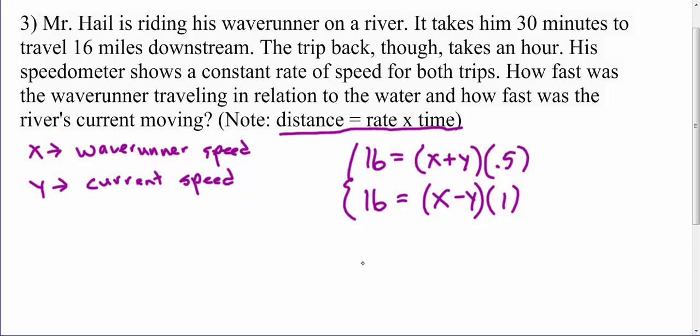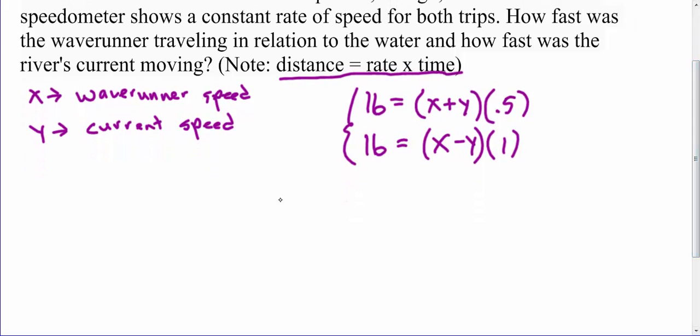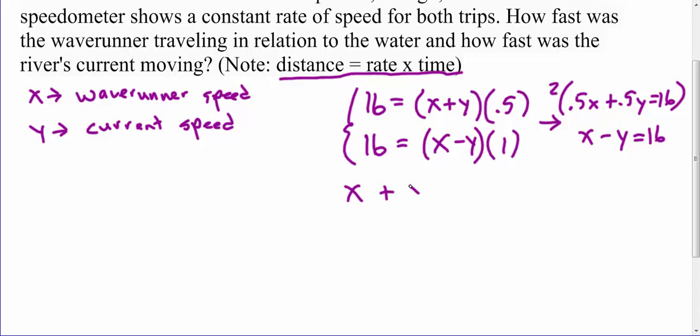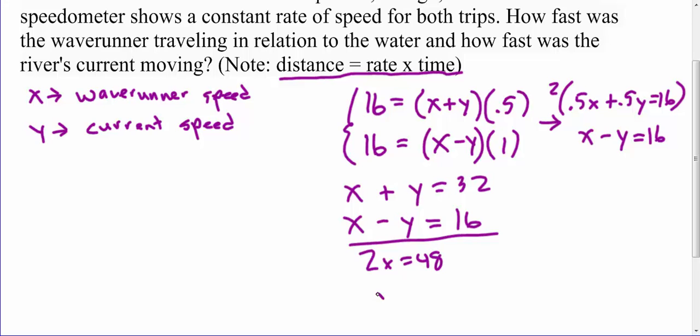Now I'm going to use elimination on this one. I'm going to rewrite that first equation over here to the right and switch the order a little bit to what we're used to. So 0.5x plus 0.5y equals 16. Here we have x minus y equals 16. What I'm going to do is multiply the first equation by 2. I'll rewrite it down here. 1x plus 1y equals 32. And then x minus y stays the same as 16. And look what we have there. 2x is equal to 48.